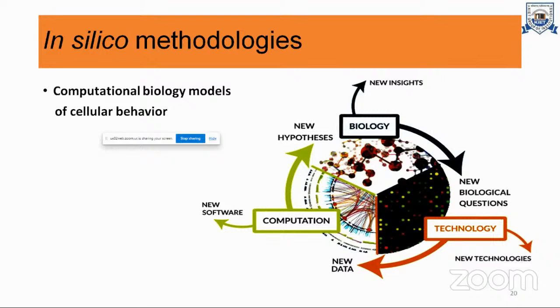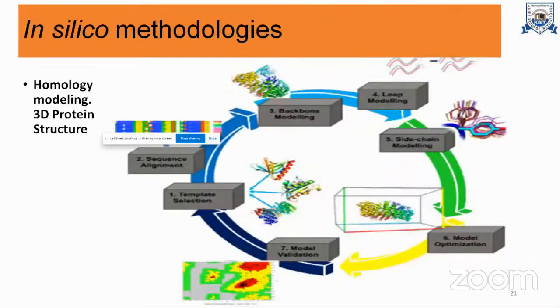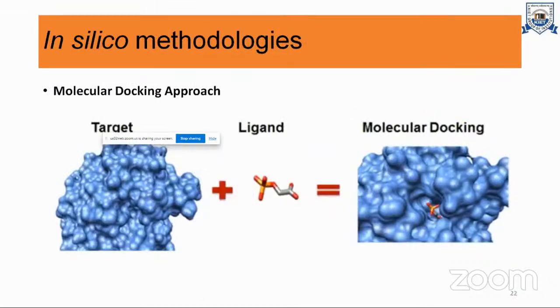In addition, these other methods also help us to not only identify and analyze the various questions related to the disease targets, but also to put up new hypotheses and apply these technologies to newer problems. Then in in silico methodologies, there is homology modeling. That is one of the approaches where we take into consideration the 3D protein structure, and it helps us work on the protein receptor moieties. Next I would like to discuss the molecular docking approach.